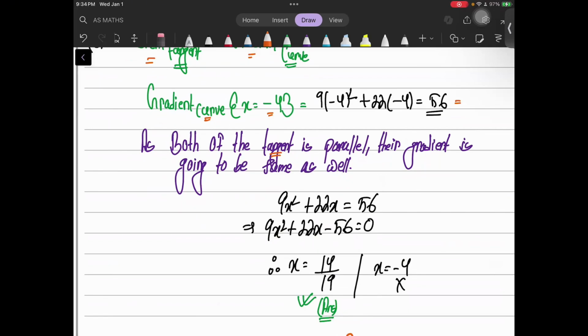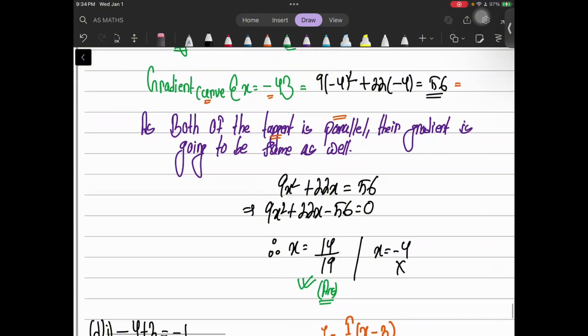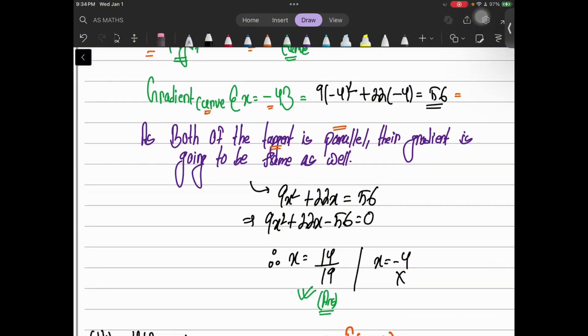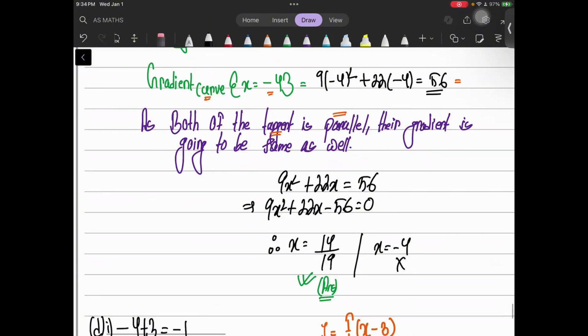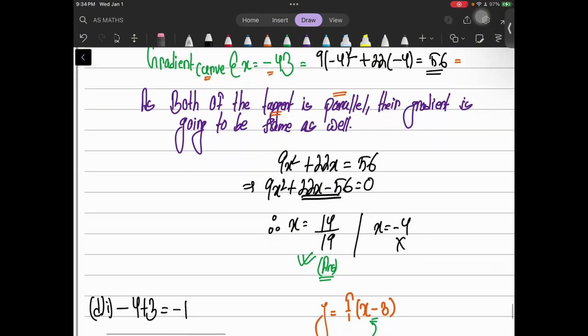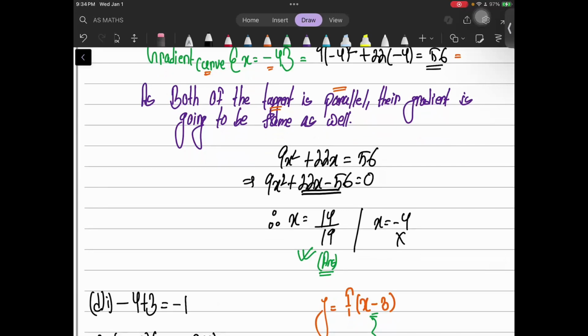equal to the gradient of the curve as well, because it is said that both of the tangents are parallel, which means that the gradients of both of the tangents are going to be the same. This was the gradient of the curve, and this was the gradient of the tangent at R, which is equivalent to the tangent at P as well. If you equate this up, you get a quadratic expression like this. If you solve this quadratic expression, you get two values, 14/9 and -4.